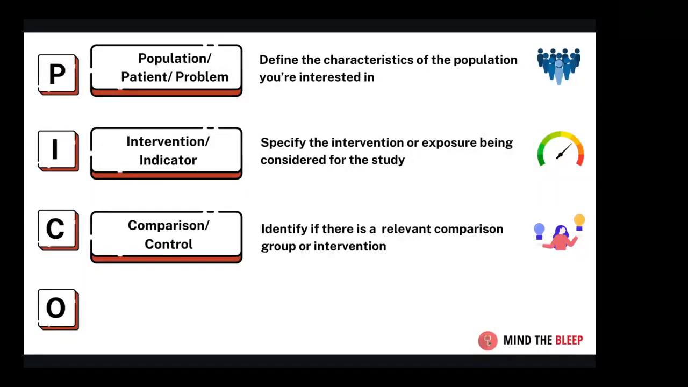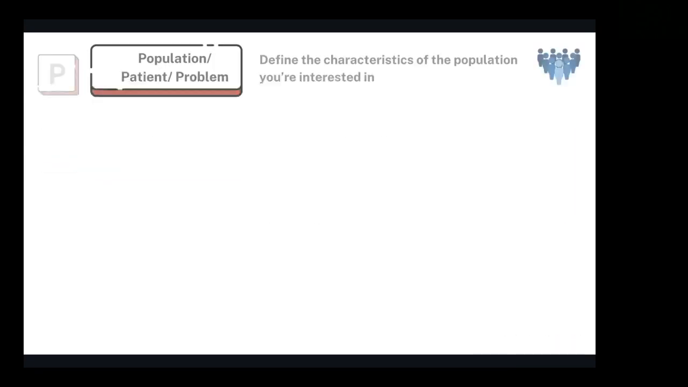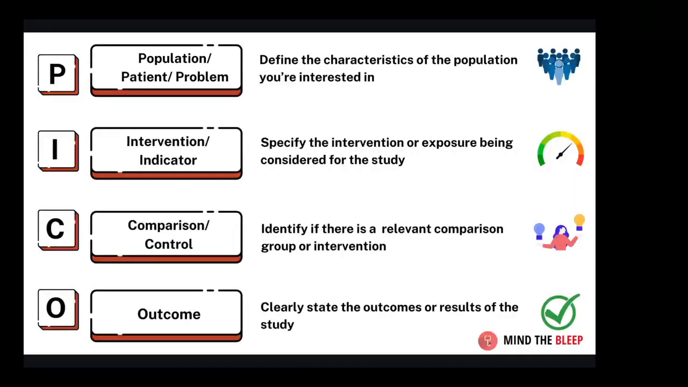C stands for comparison or control. So what are you comparing those above? What are you comparing against the intervention or the indicator group? If your I is an intervention, for example, let's say a medication or given condition, C can be a control group. I feel like this would start to make more sense as we go through an example. And lastly, O stands for outcome. Here, you're trying to state what you're trying to accomplish. What is the end goal?